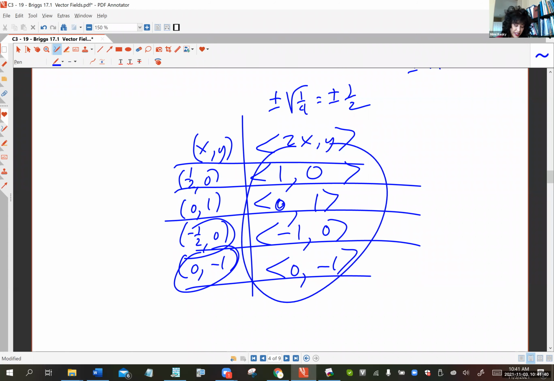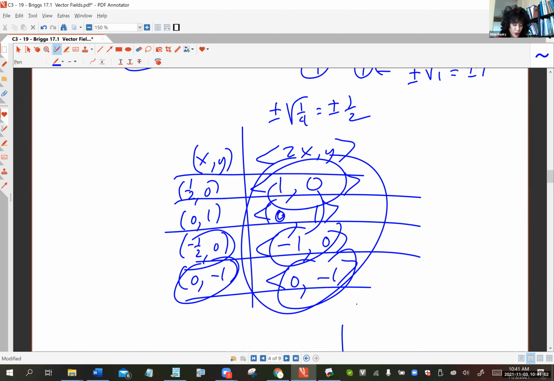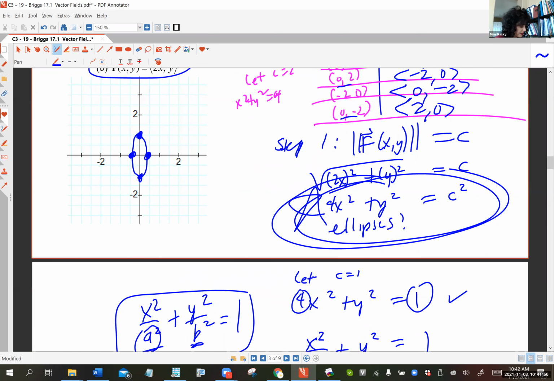Now, when you graph these in standard position, (1, 0) is pointing to the right with a magnitude of 1, (0, 1) is pointing up, (-1, 0) is pointing to the left, (0, -1) is pointing down. But you have to draw them attached to the points that they're associated with. You can't just leave them there in standard position.